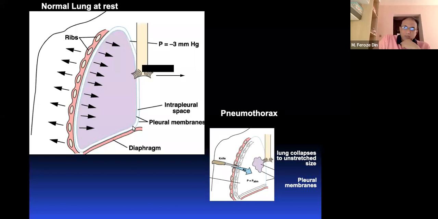This is important because if there is a perforation and the pleural space connects to the atmospheric pressure, the negative pressure will immediately pull air in and the lung would collapse. This situation is called pneumothorax in pathophysiology, and it usually occurs only on one side unless there's gross injury.